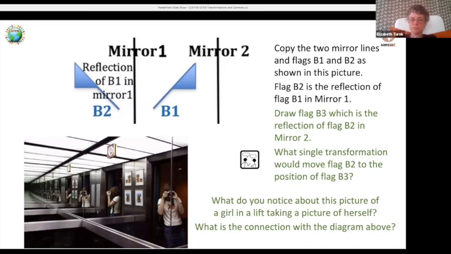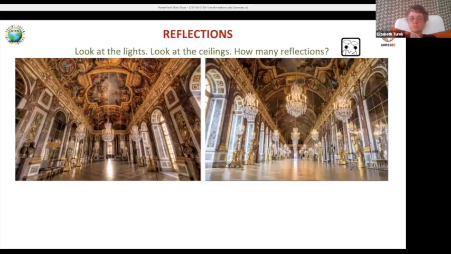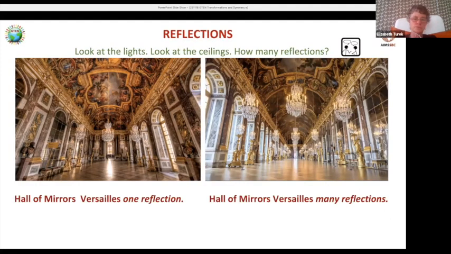So what is the connection with the girl in the lift and the diagram above? Well, I've just told you that, actually. I've given this away. And you've seen this picture. It says Versailles, with the single reflection on the left and multiple reflections on the right of the same hall.